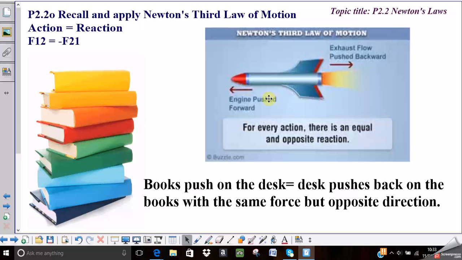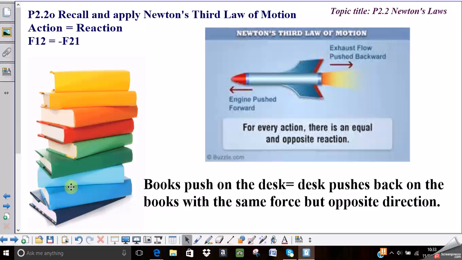For example, the rocket engine is pushed forward because the exhaust flow, so the burned gases, are pushed backwards. That is your pair of forces. The gas is pushed backwards, which means the rocket is pushed forward. Similarly, the books push on the desk, and the desk pushes back on the books with the same force but in the opposite direction.